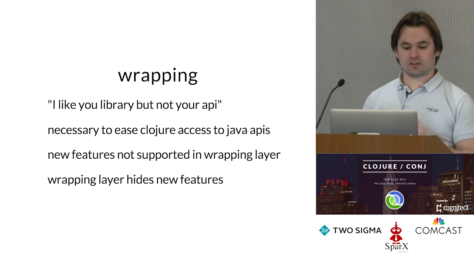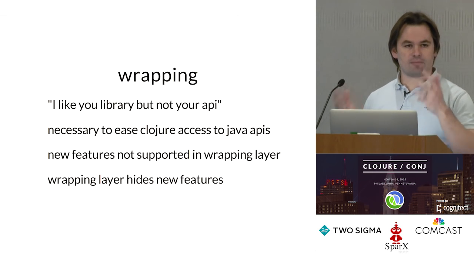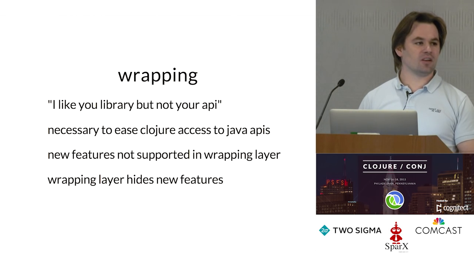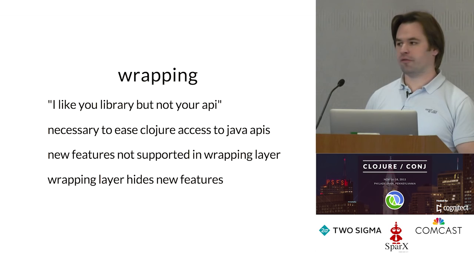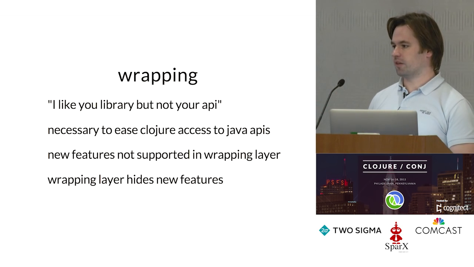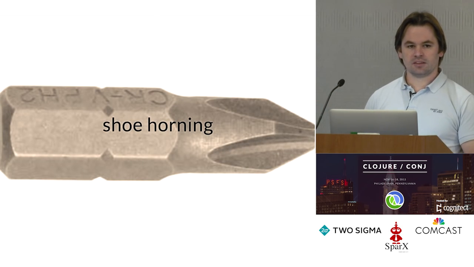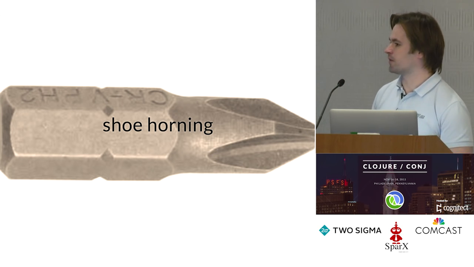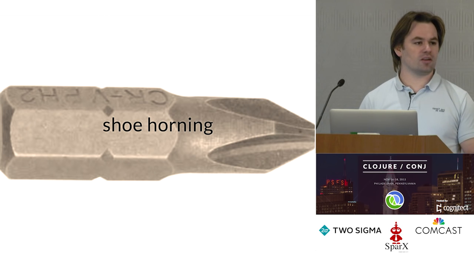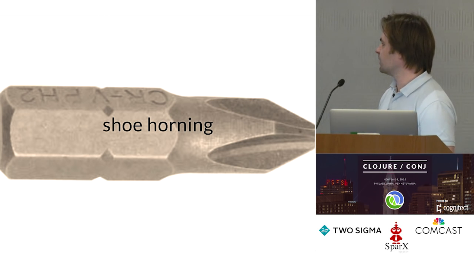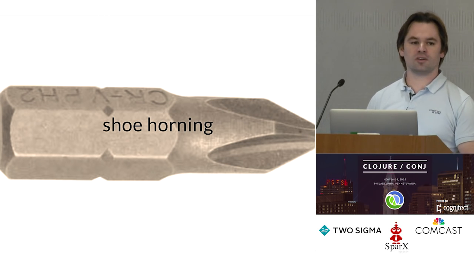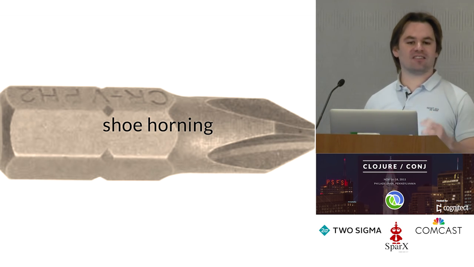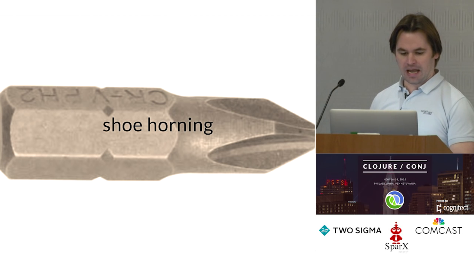And actually, the effect is that the wrapper code hides new features, or maybe hides existing features because nobody implemented the wrapping for that particular part of the library. So then people do something I call shoehorning. In the background, you see a Phillips bit. But as I learned from someone whose name I will not reveal, you can actually use it to drill holes in your walls. Well, it's a kind of gentle violence against your API.